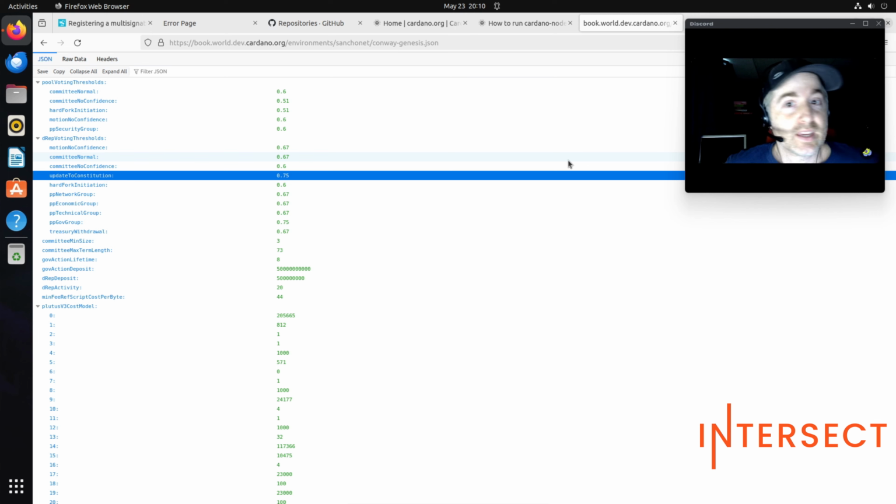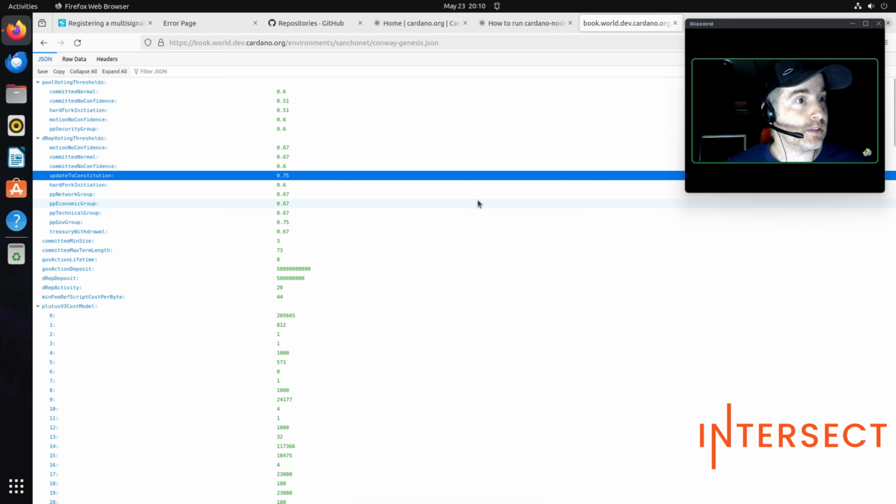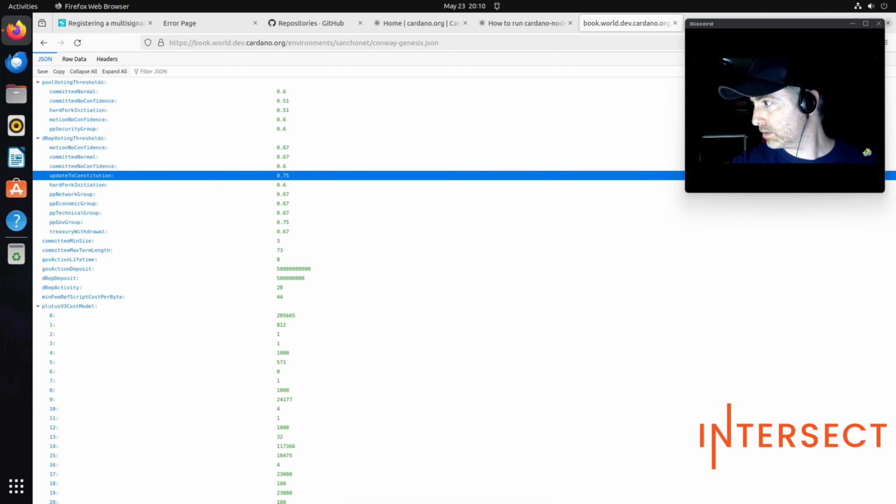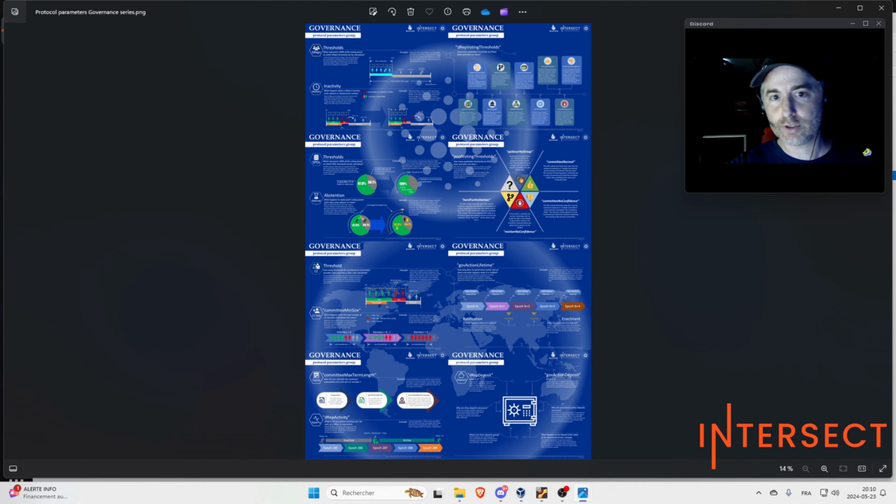That being said, these are the layer 1 rules. So you can change those thresholds if you wanted to through a protocol parameter change governance action, which is one of the protocol parameters from the governance group that you might have seen from the infographic that I did about this. Not sure I should show it to you. You probably already saw it. Yeah, I've seen it. All right.